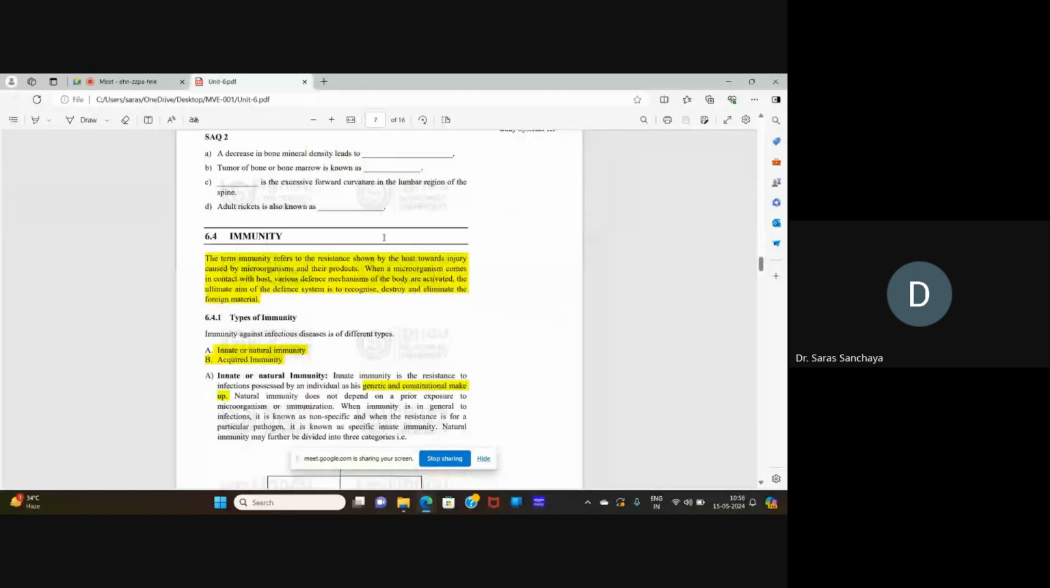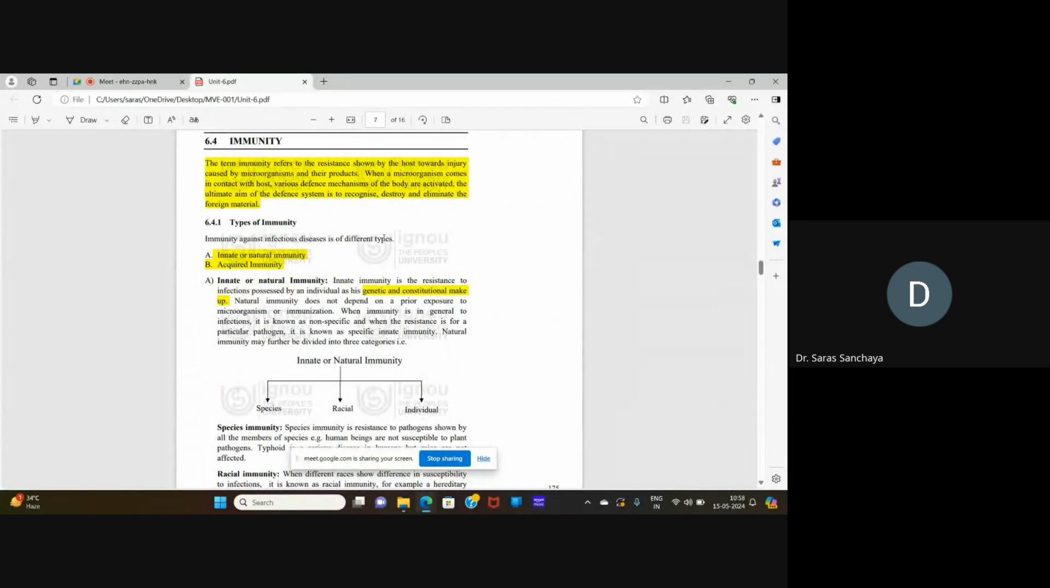Now we come to immunity. The term immunity refers to the resistance shown by the host towards injury caused by microorganisms and their products. When a microorganism comes in contact with the host, various defense mechanisms of the body are activated. The ultimate aim of the defense system is to recognize, destroy, and eliminate the foreign material.